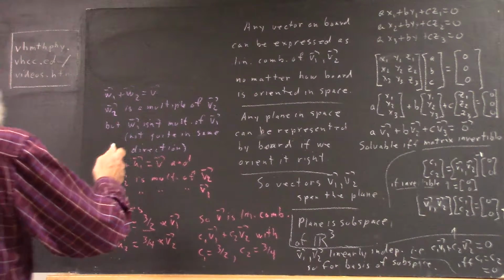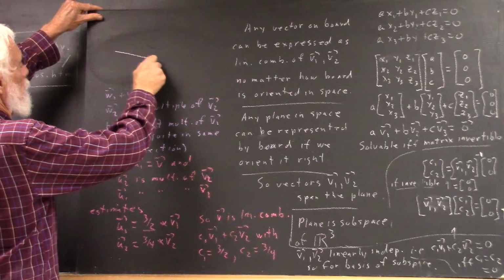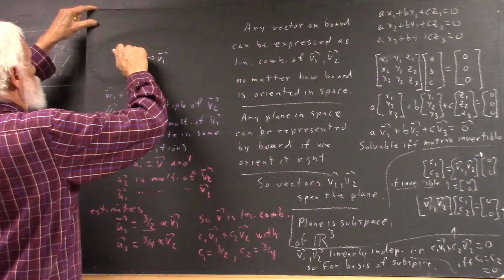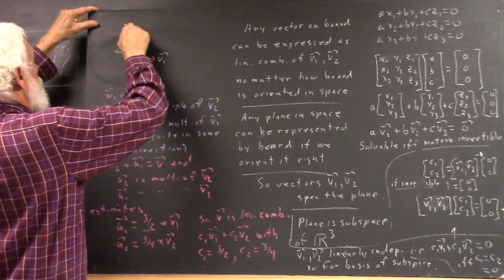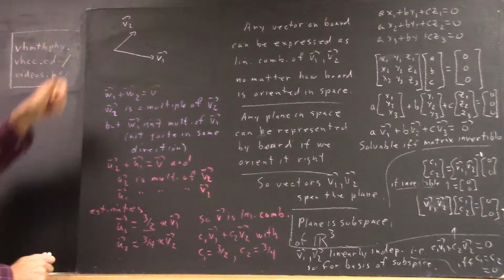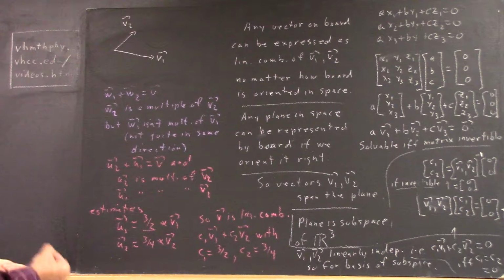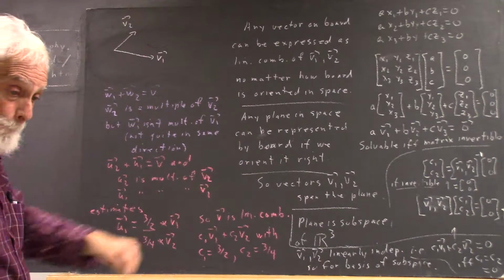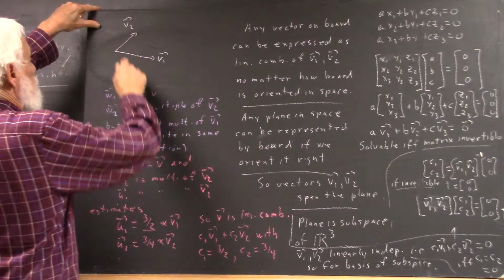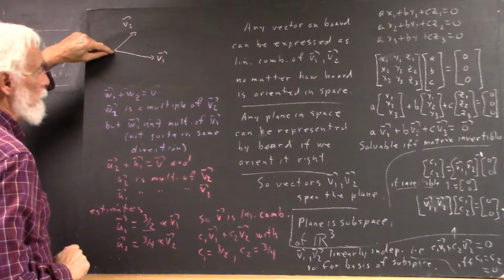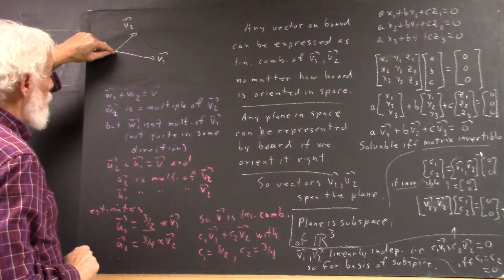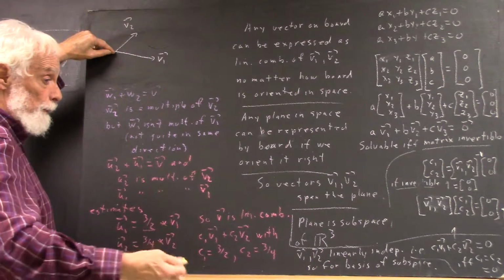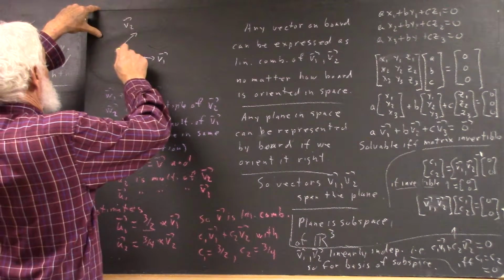We start with a picture of two vectors that we'll call V1 and V2. And we draw any vector on this board. We're going to assume that these vectors are drawn with their initial points at, say, the origin of a coordinate system or at some specified point.